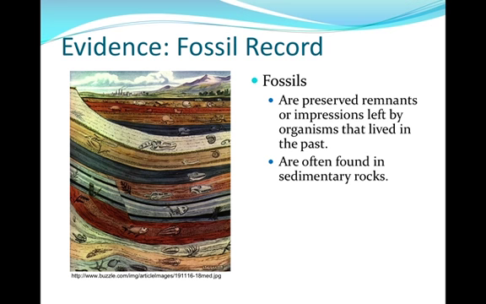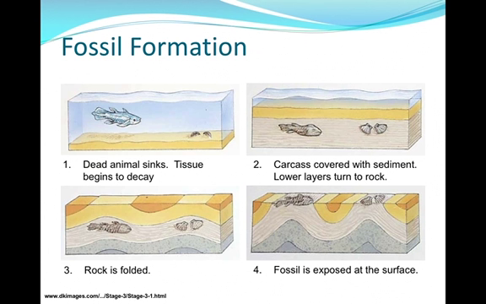lived in the past. They're almost exclusively found in sedimentary rock, not igneous and metamorphic. Igneous, obviously, it's melted. Metamorphic, usually too much heat and pressure has been applied in order for it to actually survive that. It can be actual bone, it can be footprints. It can be leaf impressions, it can be anything along those lines.